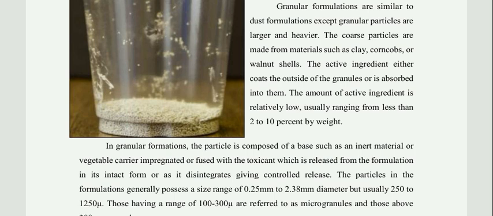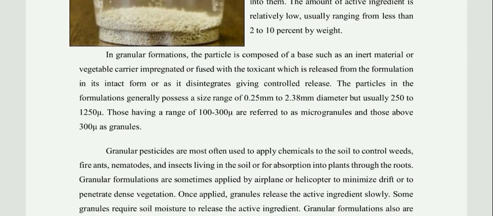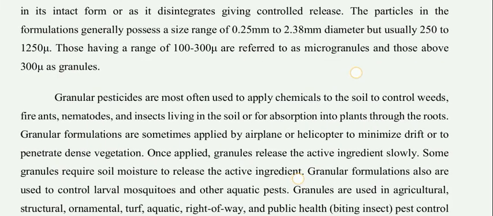In granular formulation, the particle is composed of a base set as an inert material or vegetable carrier impregnated or fused with a toxicant, which is released from the formulation in its intact form or as it disintegrates, giving controlled release. The particles in the formulation generally possess a size range of 0.25 mm to 2.38 mm in diameter, but usually 250 to 1250 microns. Those having a range of 100 to 300 are referred to as microgranules, and those above 300 microns are granules.